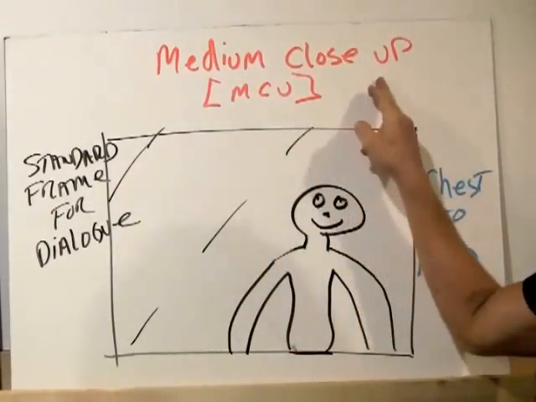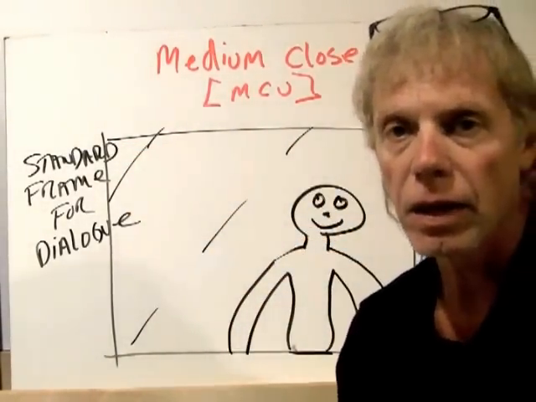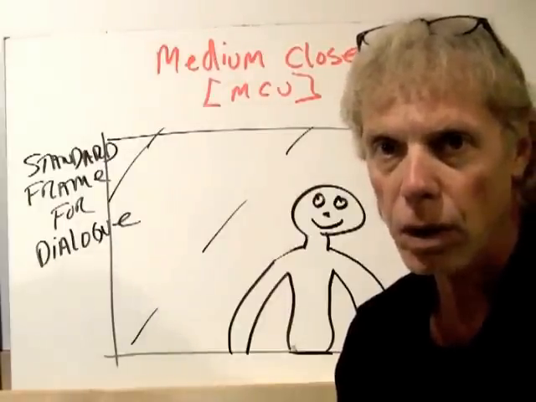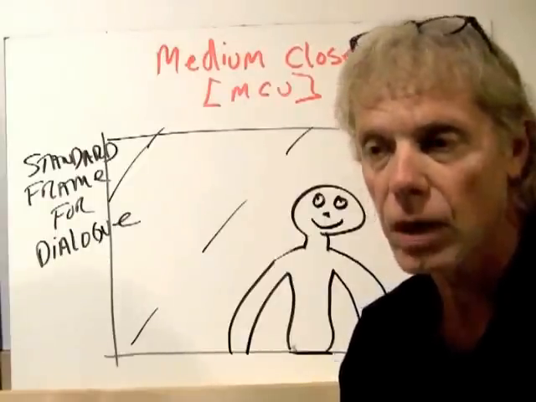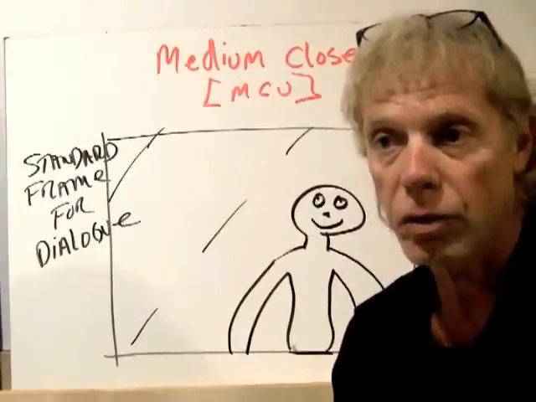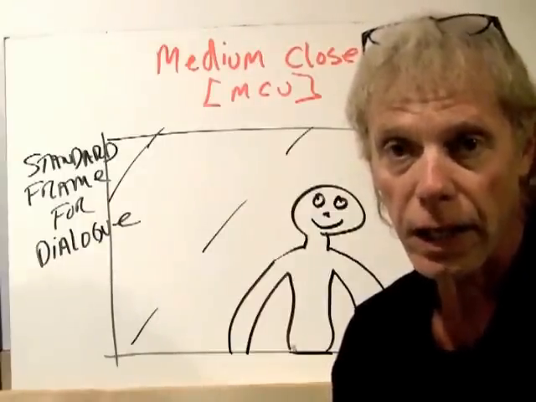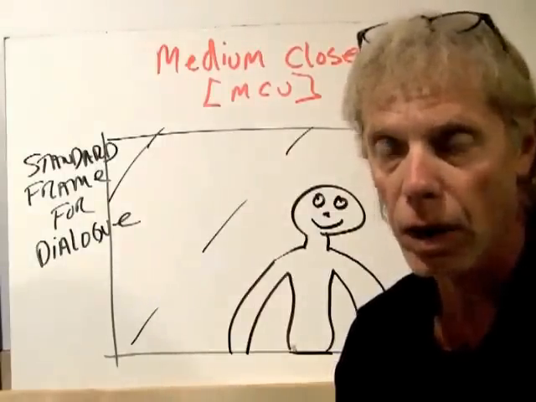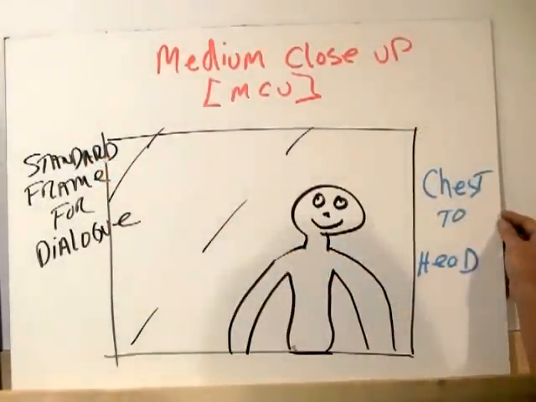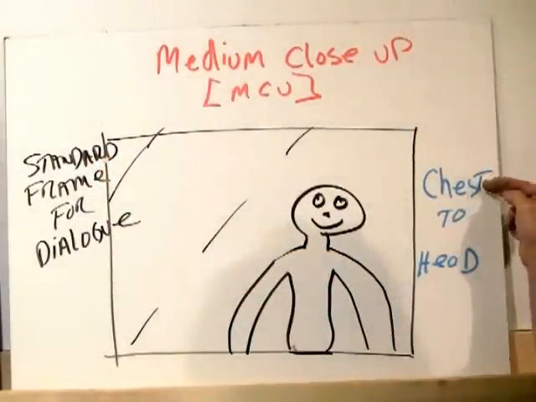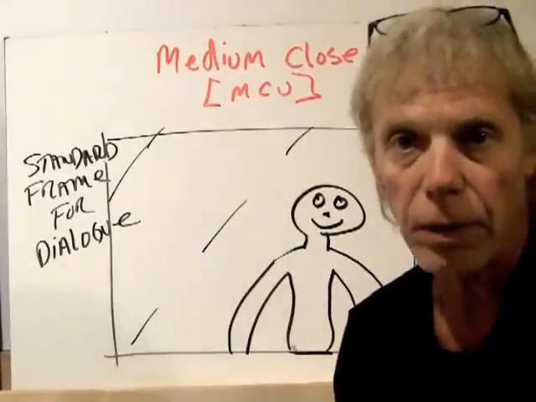The medium close-up. This is a standard frame for dialogue. This allows the viewer to get a much closer, much more intimate look at the character's face. It also allows for off-camera microphones to be positioned so that we really can hear the dialogue that's going on. And as I said, this is really a standard frame for dialogue. The composition for that shot is chest to head. Again, this is a traditional composition for a medium close-up.